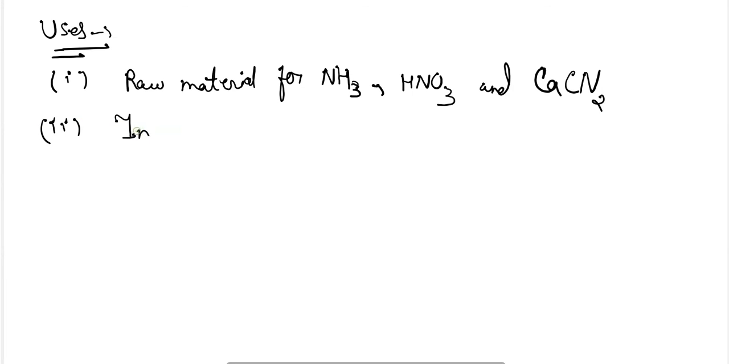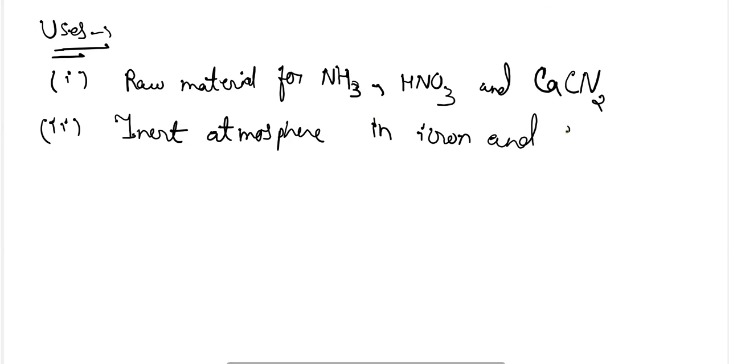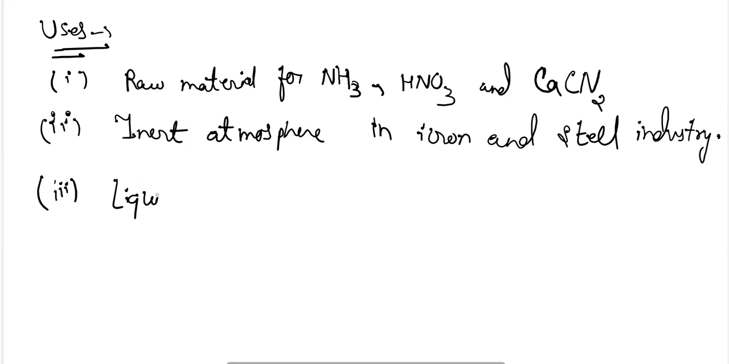Second, it provides an inert atmosphere in the iron and steel industry. Also, we use nitrogen gas, flushed into packaged food substances, to prepare an inert atmosphere there also. Liquid nitrogen is used as a refrigerant.